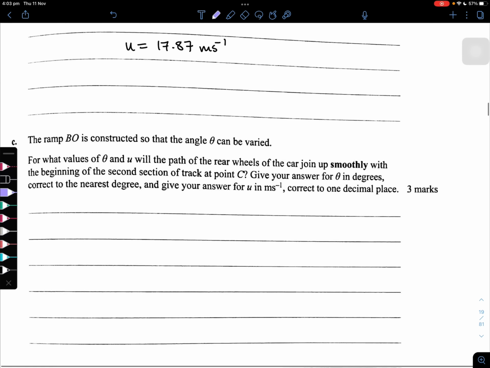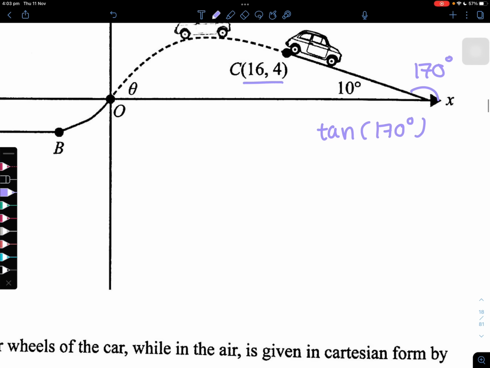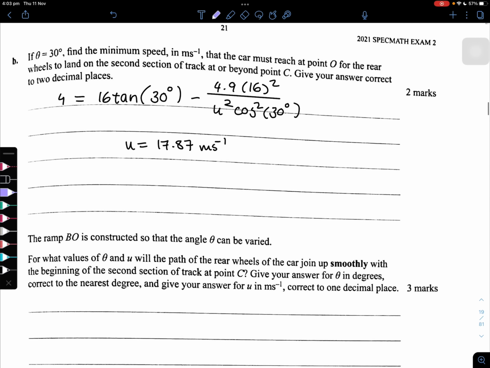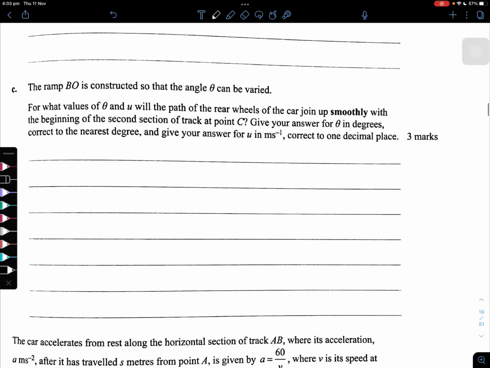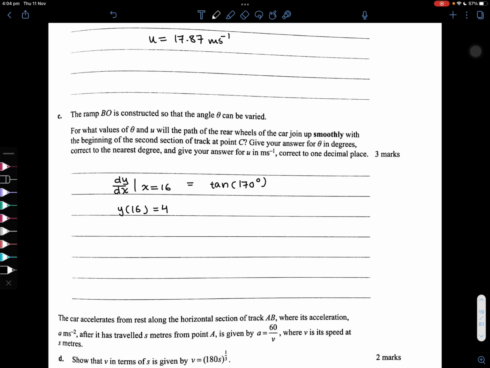So that would be my first thing to compare. And then it says it needs to join up as well, obviously, so I would actually just sub in 16 and 4 again as well. So my two equations, I'm just going to call this y, right? My first equation would be find dy dx, right? Sub in, given x is equal to 16, and it should equal tan of 170, okay? And then you should also sub in 16 and set it equal to 4. Okay, so that would be all of the steps I would do there.